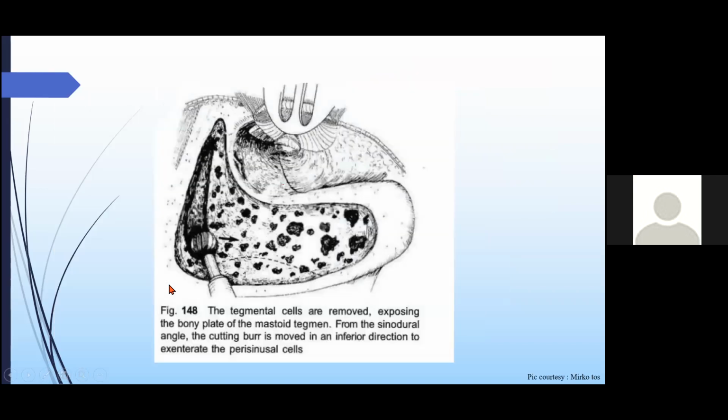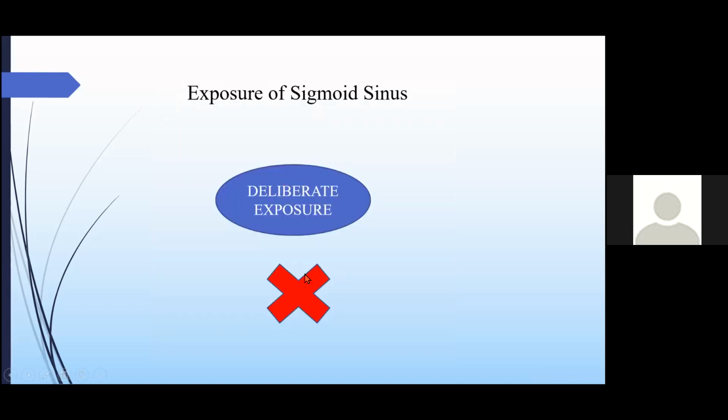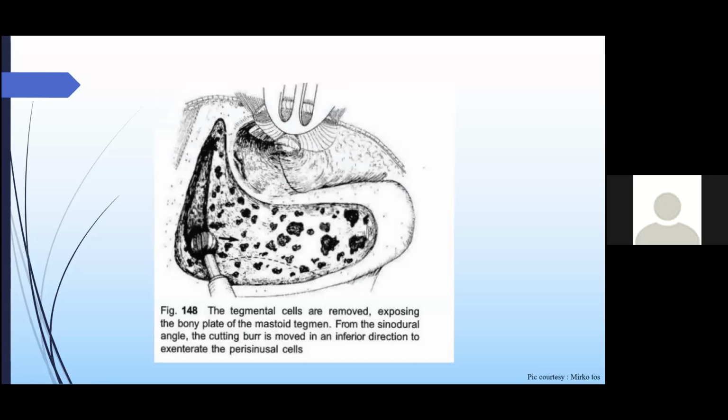So after the tegmen has been skeletonized, let's proceed to the posterior limit, that is the sigmoid sinus plate, which has to be drilled out. Routinely, we expose the peri-sinus cells by drilling across the axis of the sigmoid sinus, but we never deliberately expose the sigmoid sinus.